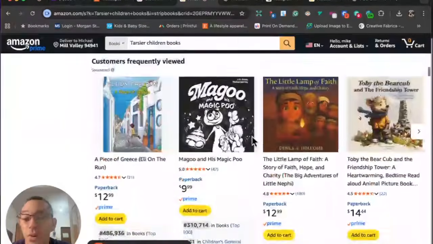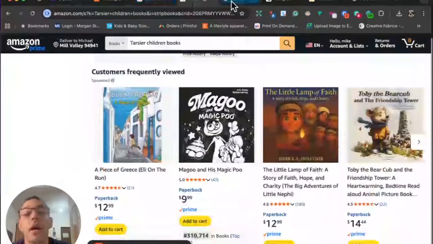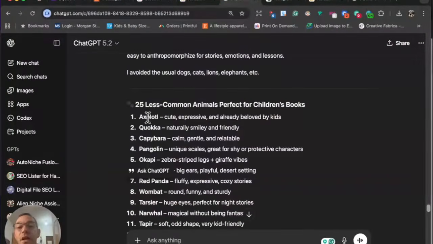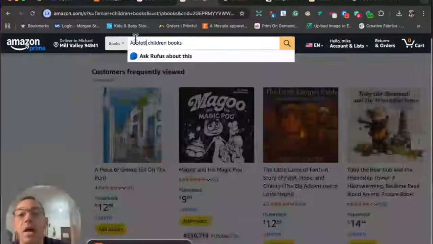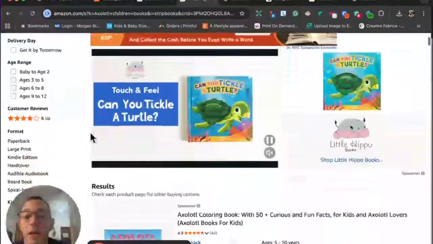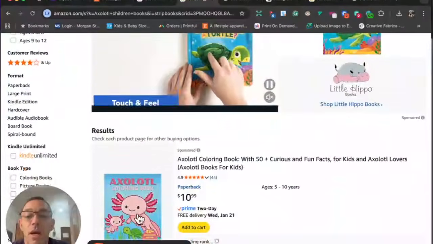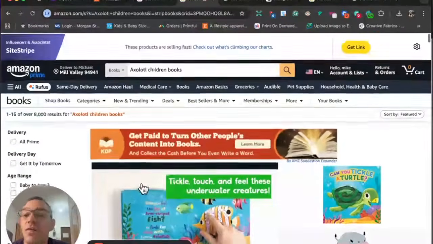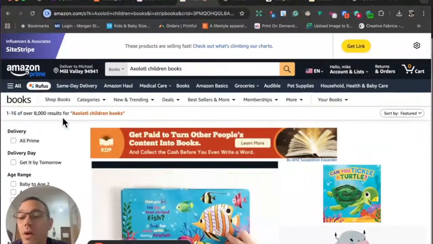children's illustrated books. Because if we go back here and go back to ChatGPT, and maybe if you take something like Axolotl or Capybara, you're just going to see that these are just way too competitive. It's just going to be hard. It's not impossible. You could make a book like this, and rank it and run ads and all that stuff. But there's 8,000 results. It's going to be tough.